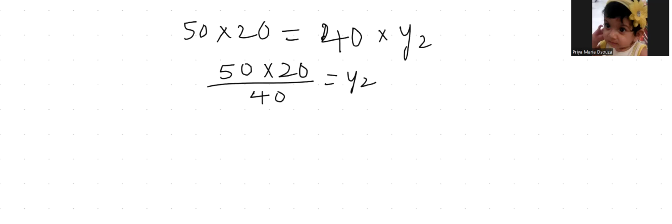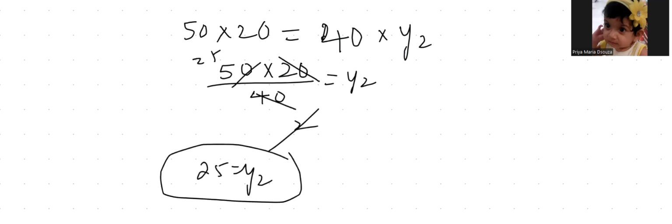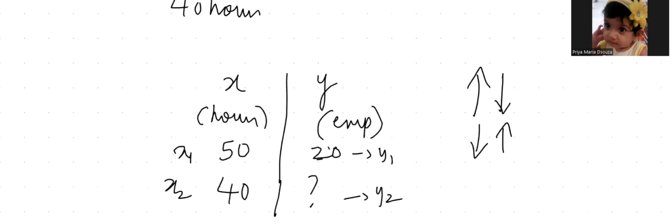Bring the 40 down. So 2 ones are 2, 2 25s are 50. So 25 is equal to y2. y2 is 25. y2 corresponds to the number of employees, isn't it? So 25 employees are needed to complete the task in 40 hours. If it's 50 hours, you have 20 employees. Now that you want to complete the project in less time, you will require 25 employees. That means 5 extra employees are needed in this case.